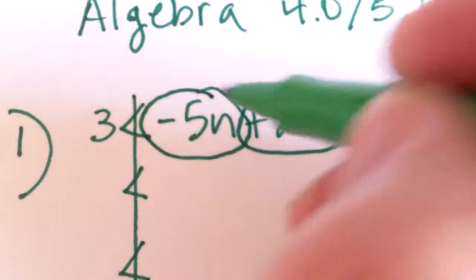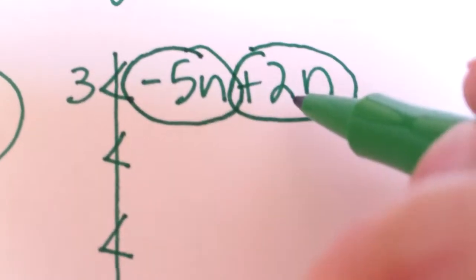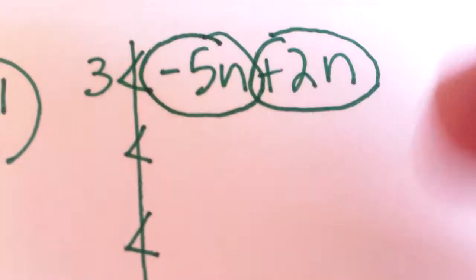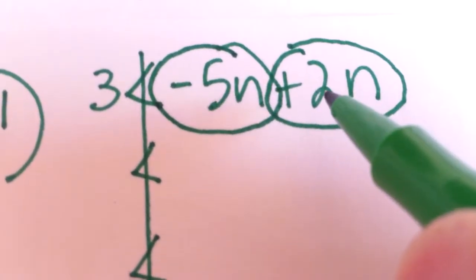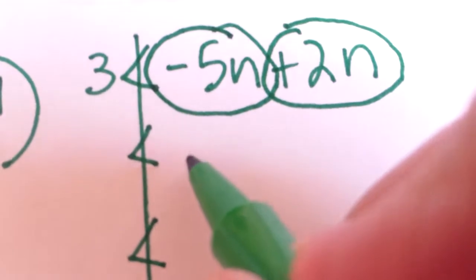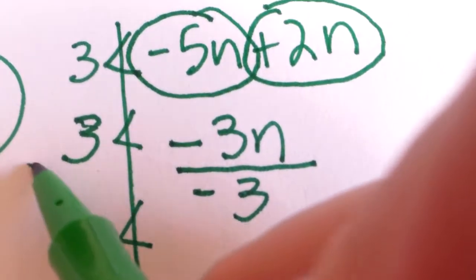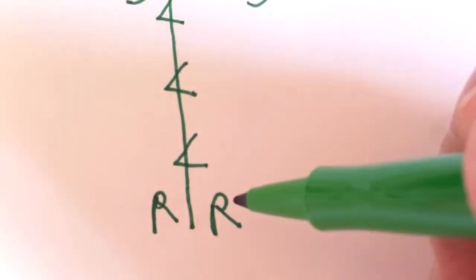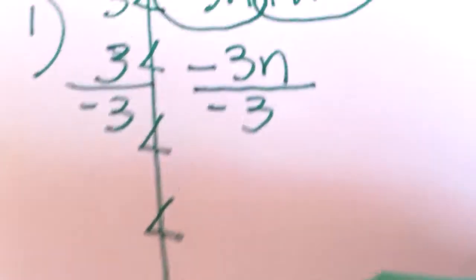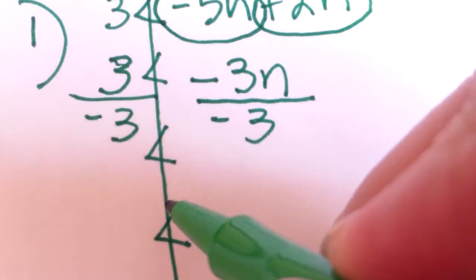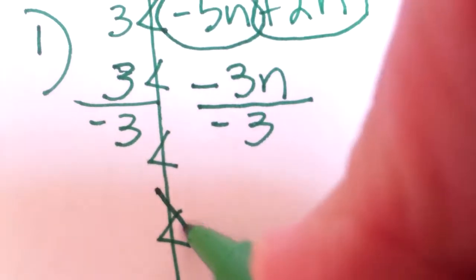N's want to hang with other n's, and negative n's for sure want to hang with positive n's. So if I have 5 negative n's and 2 positive n's, I have more negatives than positives. I have 3 extra n's without a partner, and that is going to be 3 on this side. If I want to get n alone, I'm going to divide by negative 3. And don't forget that random rule. If you multiply or divide both sides of an inequality by a negative number, you have to reverse the inequality symbol. So we're going to do this.